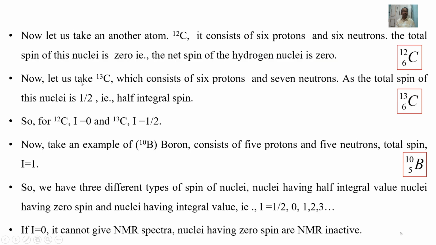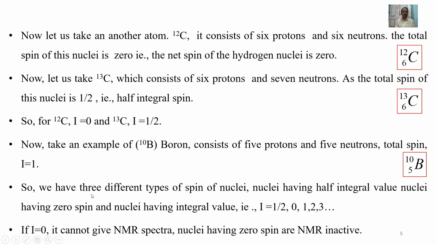Now let us take C13, which consists of 6 protons and 7 neutrons. The total spin of this nuclei is 1/2, that is half integral spin. So for carbon 12, I equals 0. For carbon 13, I equals 1/2. Now take an example of boron 10. It consists of 5 protons and 5 neutrons. The symbol is given like this. And the total spin I equals 1 here.